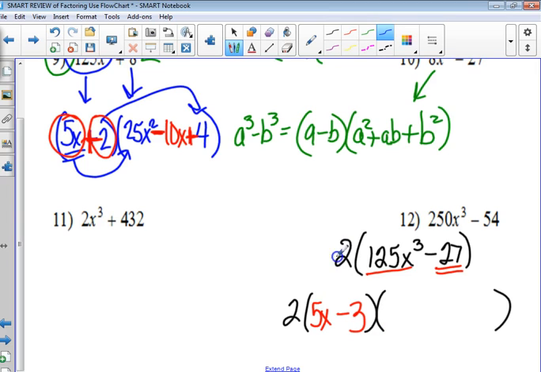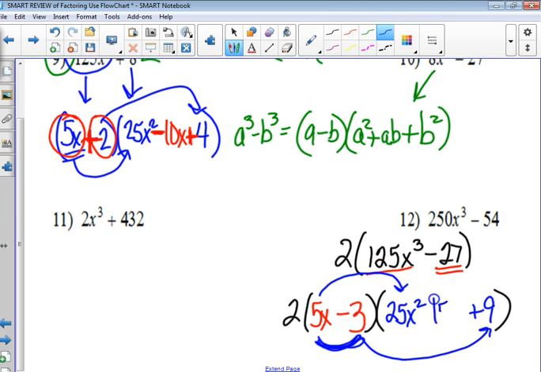Then the weirdo pattern that we're supposed to memorize is we square this one, which is 25x squared. We square this one at the back, which is plus 9. In the middle, we multiply these together, and we get a 15x. But the weirdness of the pattern that you have to remember is if this is minus, this one's plus. Now, do you want me to show you that this works by foiling it all back together and proving it to you? Because you know, I love math. I could do that for you, but you're trusting.